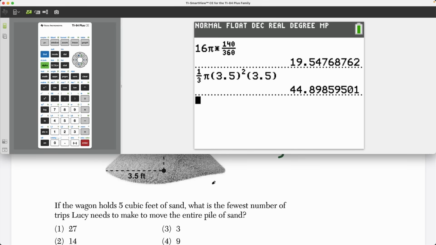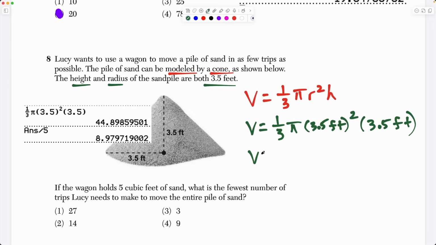But now just to finish all the calculator work here, we're told that Lucy's wagon holds 5 cubic feet of sand. So I'm just going to divide by 5, and that'll tell us how many trips Lucy needs to make to move the entire pile of sand. So the volume, I'll just round this here at, let's say, the third decimal place, is going to be 44.899.